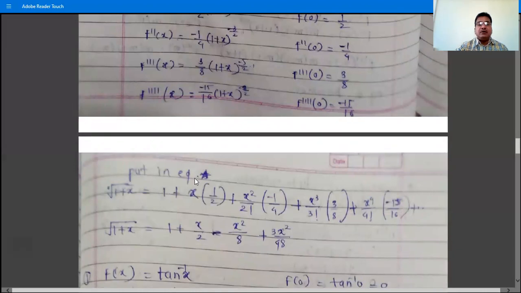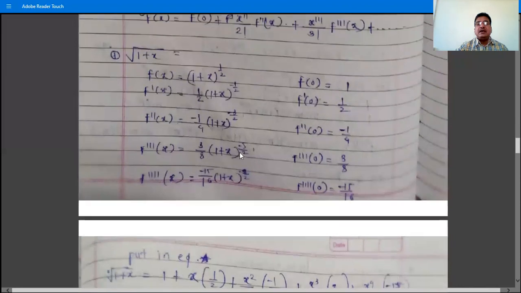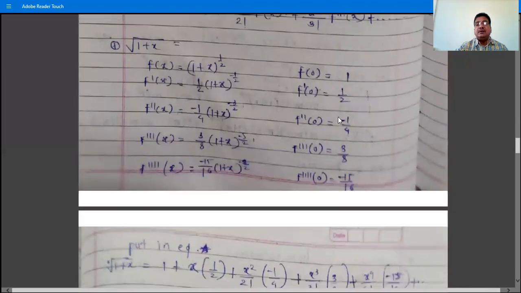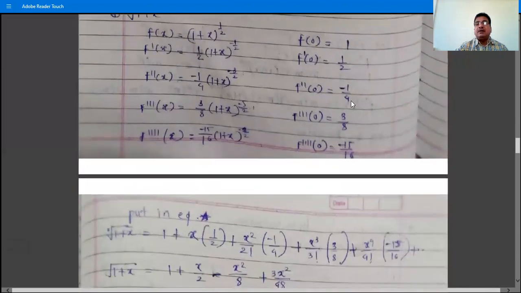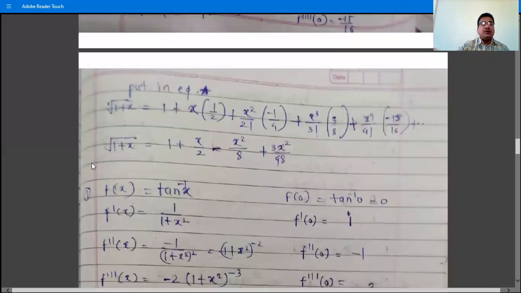Then put all these values in equation number star. Then root of (1 + x) is what? Substitute: f(0) is 1, plus x f'(0) which is 1/2, plus x^2/2! f''(0), x^3/3! f'''(0), plus x^4/4! f''''(0), and we have this answer, the final answer. Okay, so this is the expansion of root of (1 + x).